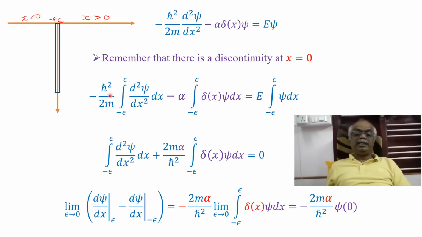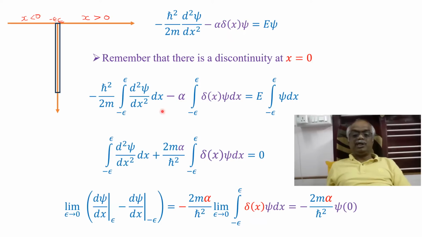So minus h cross squared over 2m is a constant, taking it out and integrating between minus epsilon to plus epsilon d2 psi over dx squared, and minus a second term, alpha is a constant I am taking out, integrating over minus epsilon to plus epsilon delta x psi of x. And on the left hand side I am taking the integral, E is a constant I am taking out, and I am integrating between the limits minus epsilon to plus epsilon.